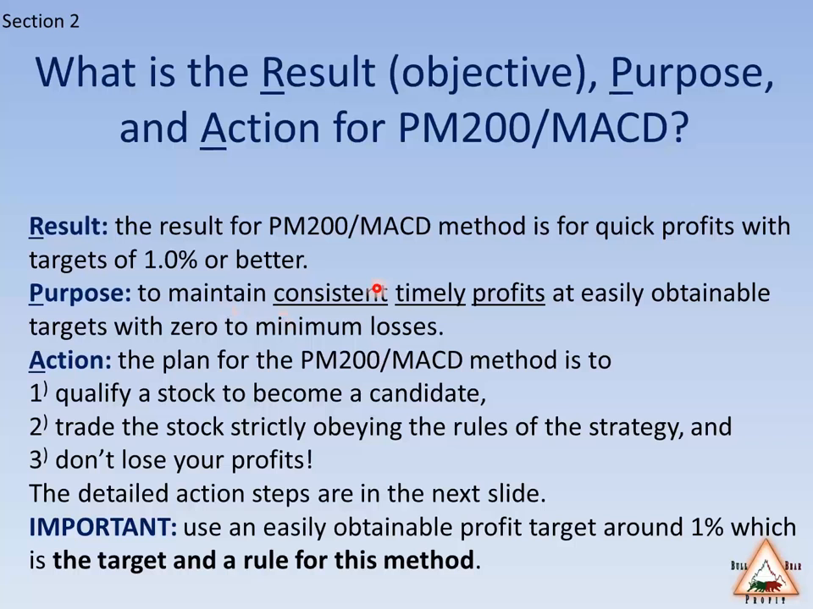The purpose is to maintain consistent, timely profits at easily obtainable targets with zero to minimum losses, which, as a reminder, is the number one objective of bull bear profit trading. The action: the plan for the PM200 method is to qualify a stock to become a candidate, which we just covered, trade the stock strictly obeying the rules of the strategy, and don't lose your profits. The detailed action steps are on the next slide.